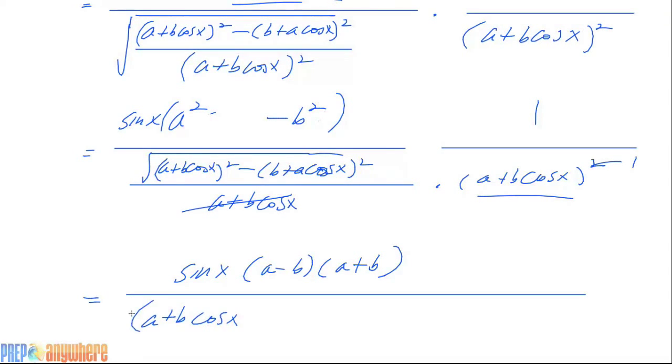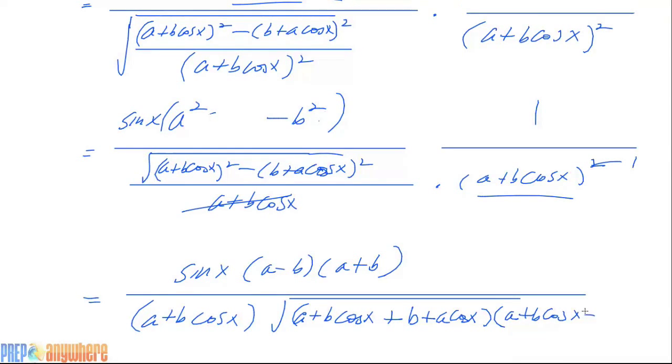I'm just going to put it at the front, and we have the square root of what we have inside. And I could factor it as a difference of squares, but no point, really. Well, let's try it: a plus b cosine of x plus b plus a cosine of x, times a plus b cosine of x minus b minus a cosine of x. So see if this helps at all.